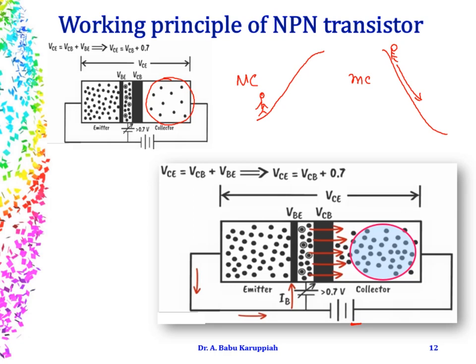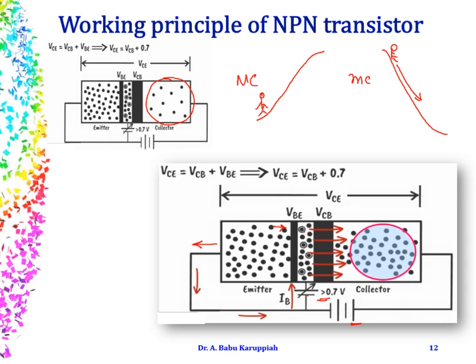Now after application of the bias, when the forward bias exceeds 0.7 volts, the electrons flow from the emitter to the base. So the flow of electrons is going to be in this direction, and so the conventional current is going to be opposite to this electron flow, and so the direction of the emitter current is in this direction.